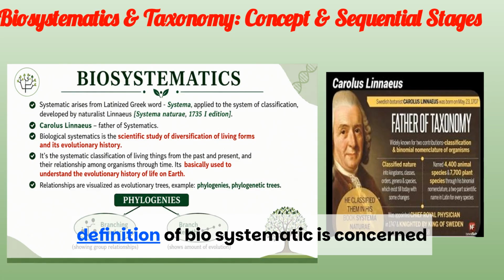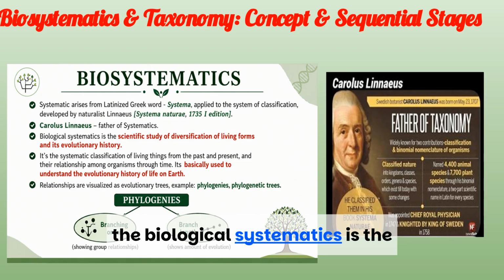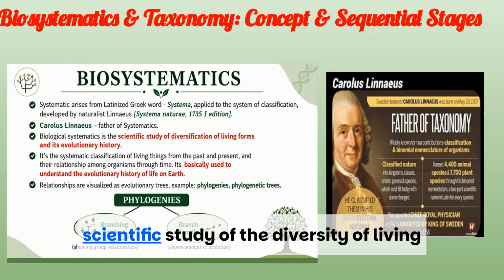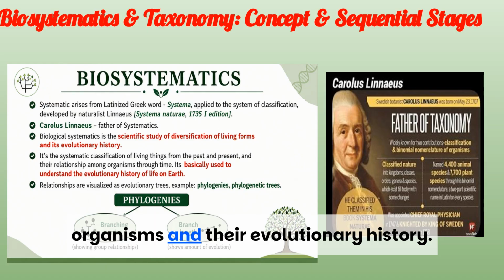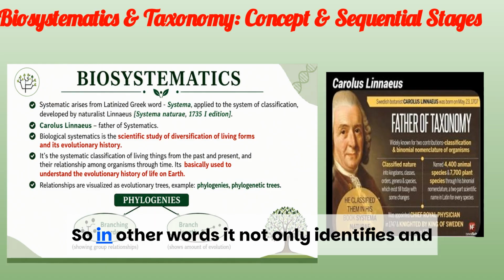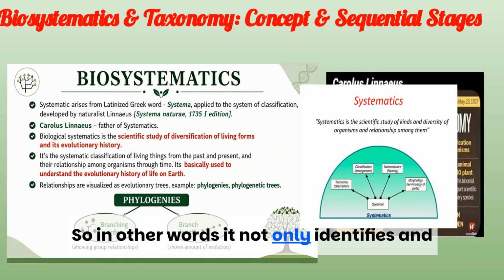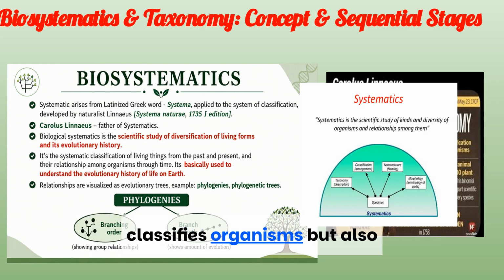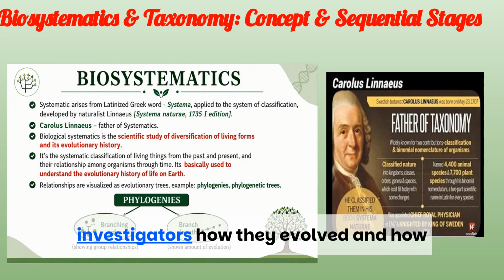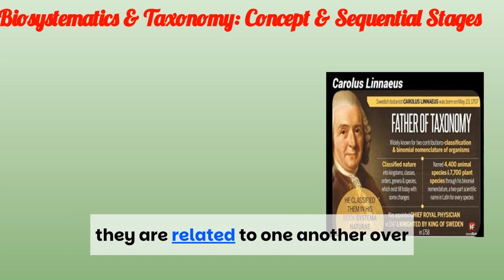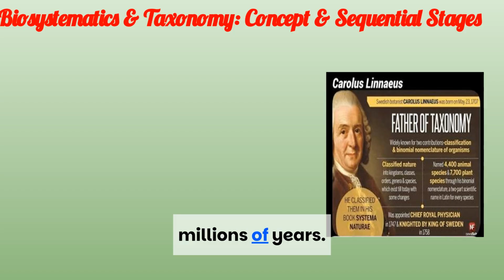As far as the definition of biosystematics is concerned, biological systematics is the scientific study of the diversity of living organisms and their evolutionary history. So, in other words, it not only identifies and classifies organisms but also investigates how they evolved and how they are related to one another over billions of years.